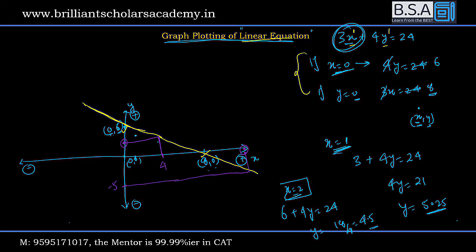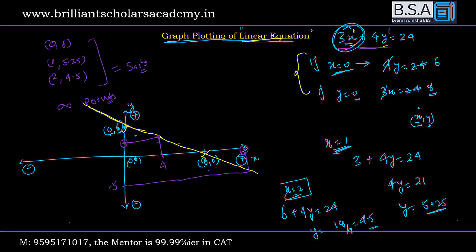Now listen to the language. X equal to 0, y equal to 6 will fit this equation perfectly. X equal to 1, y equal to 5.25 will also fit this equation. X equal to 2, y equal to 4.5 will also fit. There are infinite points on a line. All these points are called solutions.